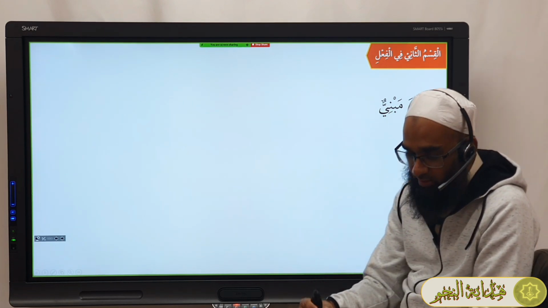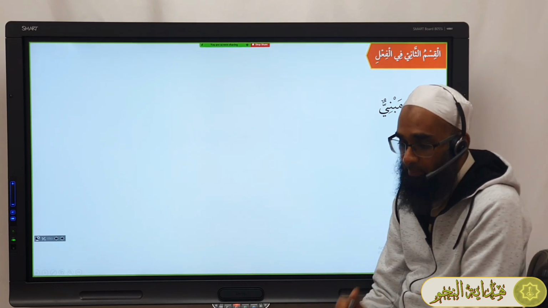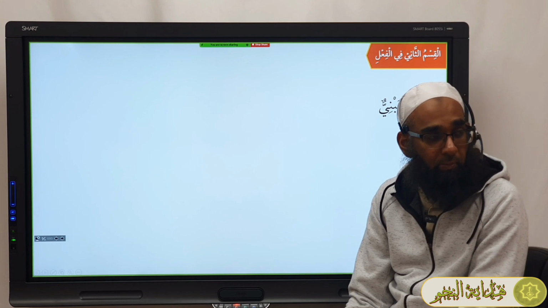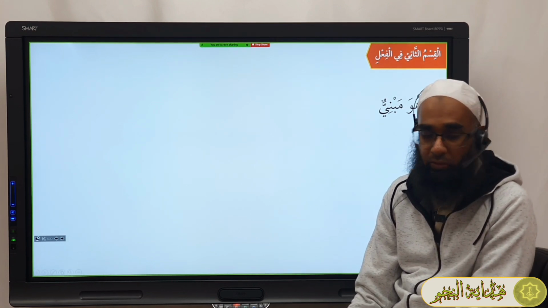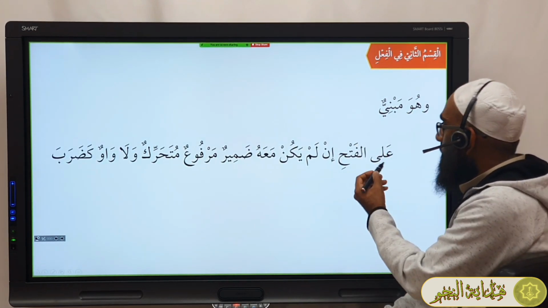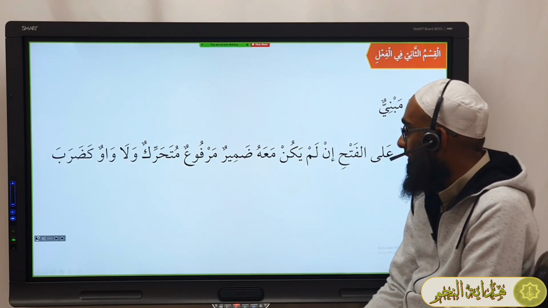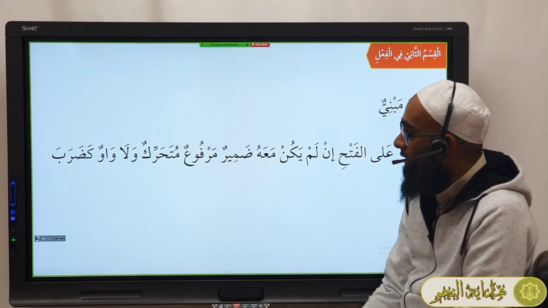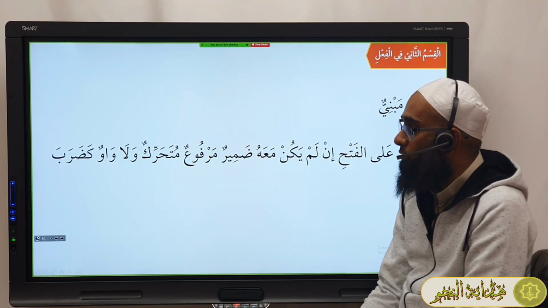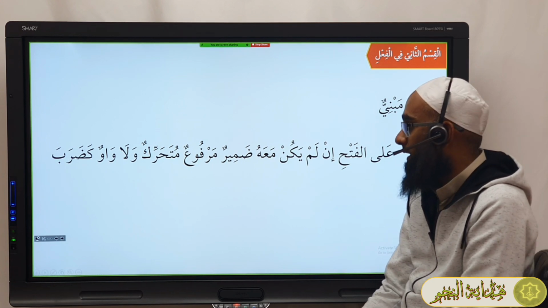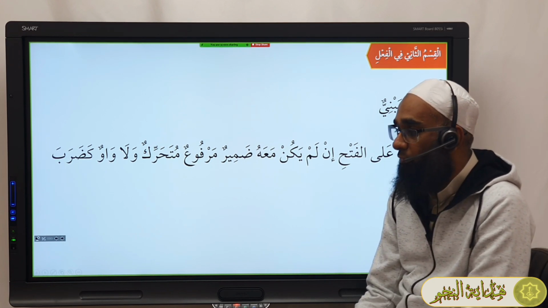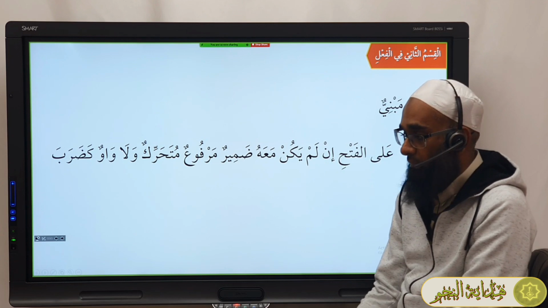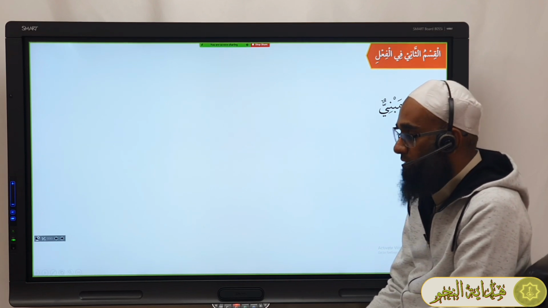There are three types of fa'il madhi according to his bina. Some are mabni ala al-fath, some are mabni ala sukoon, and some are mabni ala dham. So huwa mabniyun ala al-fath. It will be mabni ala al-fath إن لم يكن معه ضمير مرفوع متحرك ولا واو. If it has no zamir marfu, which is mutaharrik.